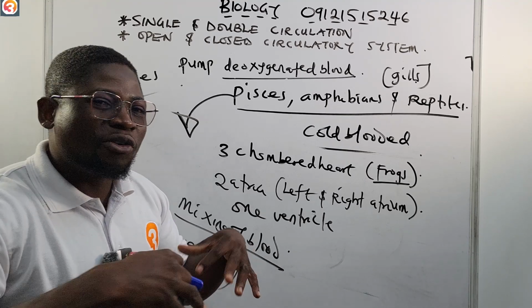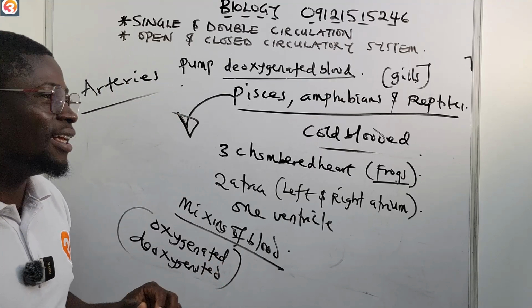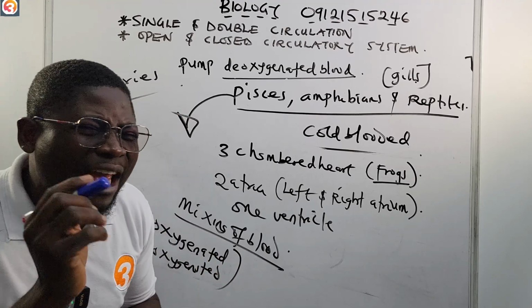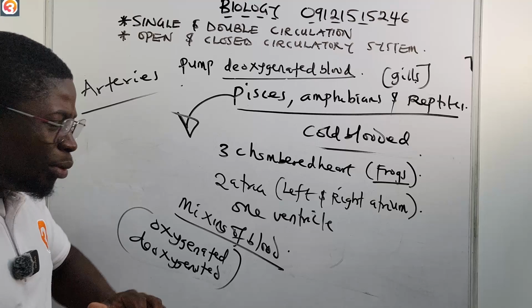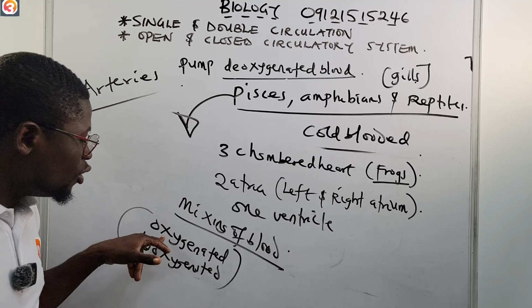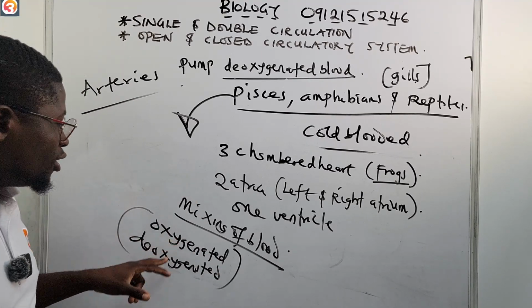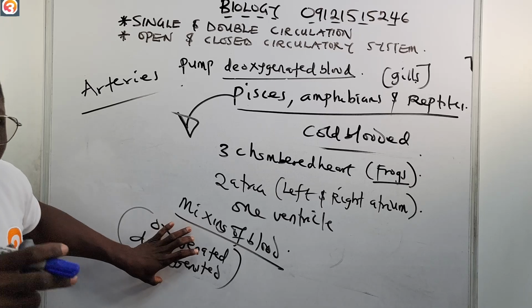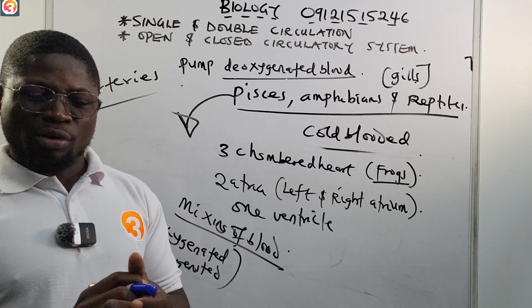It means that the frog's body does not fully receive only oxygenated blood, because there's a mixing between the oxygenated blood and the deoxygenated blood.